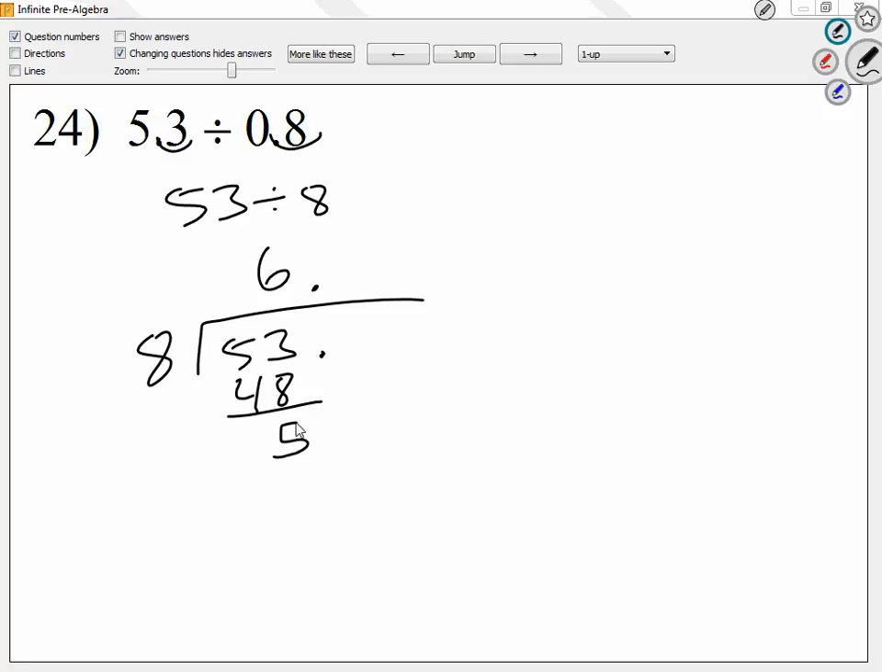Right? You guys might think I'm crazy why I chose this number, because it's an easy one. But the reason why I chose it is because before the decimal is not a 0. That's why I chose it. Alright, so I have a 5, right? So you continue, add a 0.